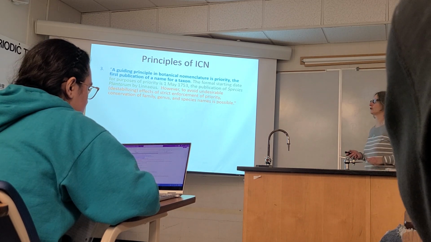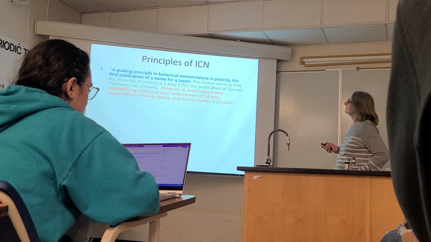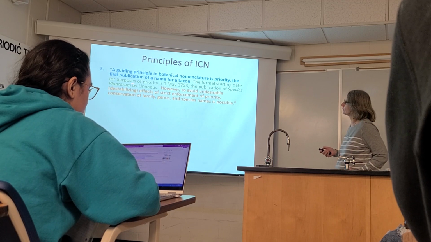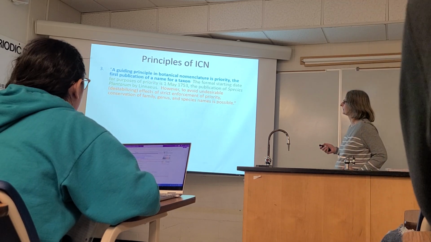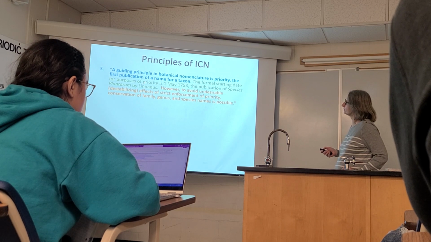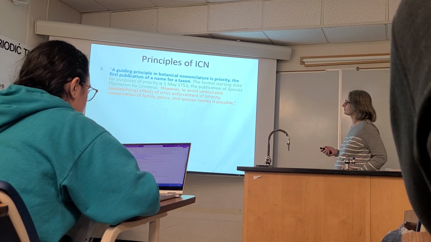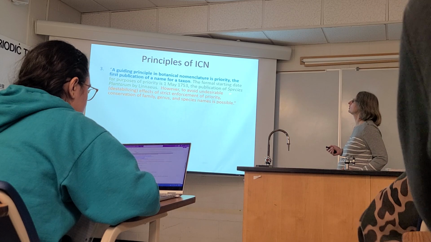So I'll read the whole thing first. A guiding principle in botanical nomenclature is priority, the first publication of a name for a taxon. The formal starting date for purposes of priority is May 1st, 1753, the publication of Species Plantarum by Linnaeus. However, to avoid undesirable destabilizing effects of strict enforcement of priority, conservation of family, genus, and species names is possible.